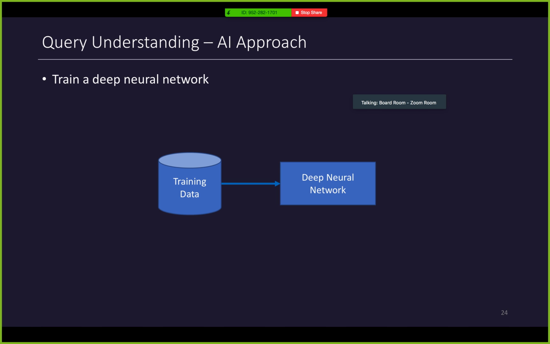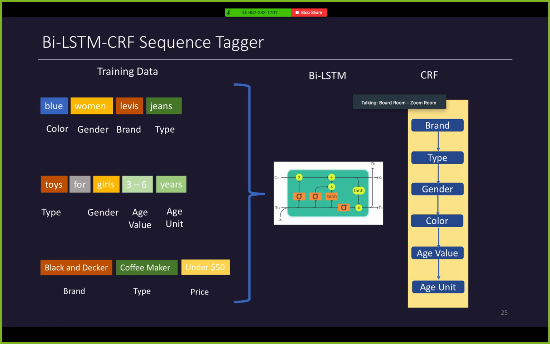So the approach we use is the AI approach. And the overall architecture is very simple. We have a bunch of training data, and we train a deep neural network to predict the tags of the tokens. More specifically, this is what the training data looks like. We have a lot of queries where the tokens are tagged with different attributes like color, gender, brand, product type, age value, age unit, etc. Then we use a deep neural network model, in particular a BiLSTM, and on top of that, we have a CRF to do the joint optimization.